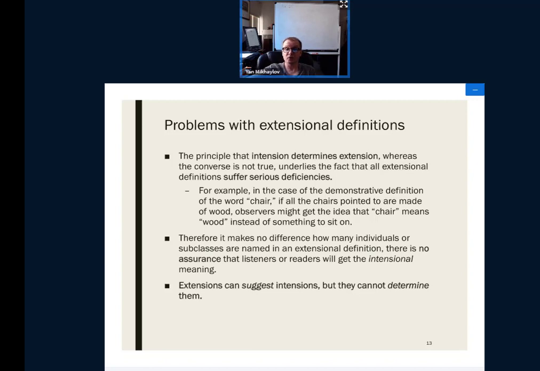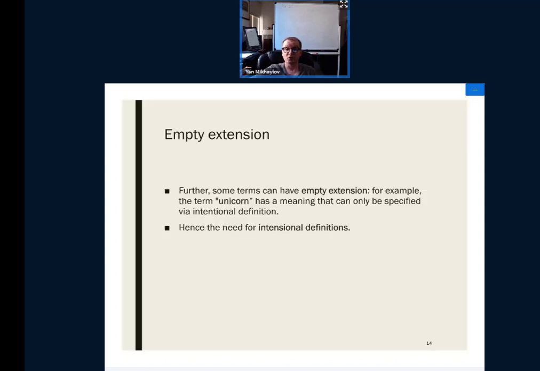And another thing is, sometimes you even can't. Remember, there are empty extensions. If you want to do an extensional definition for unicorn, for example, how would you do that? Can you point at unicorns? Where are they? There are no unicorns. Can you name them? A unicorn named Joe? Not helping. So that is not a good way to go. Intentional definitions are much better.